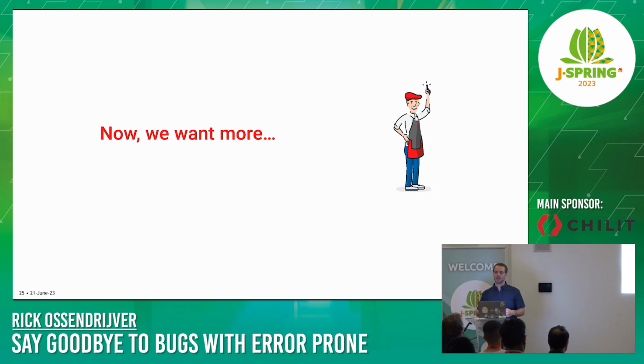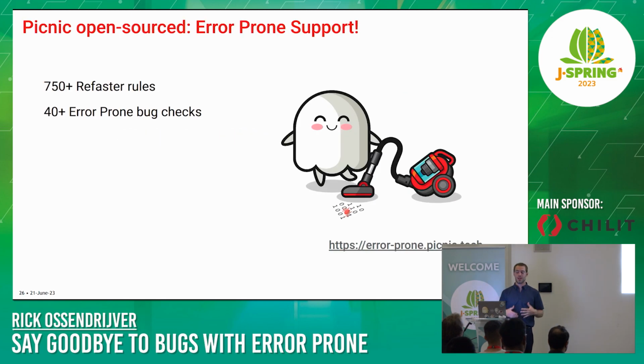We also created a lot of extra features, and we thought, hey, this is not only beneficial for us, but also for the rest of the community. So about half a year ago, we open sourced Error Prone Support. And here on the right, you see our mascot. This is Cody, the code buster. He's there to clean up your code. In this repository, there are over 750 Refaster rules and over 40 Error Prone bug checks. It's a Picnic opinionated set of rules.